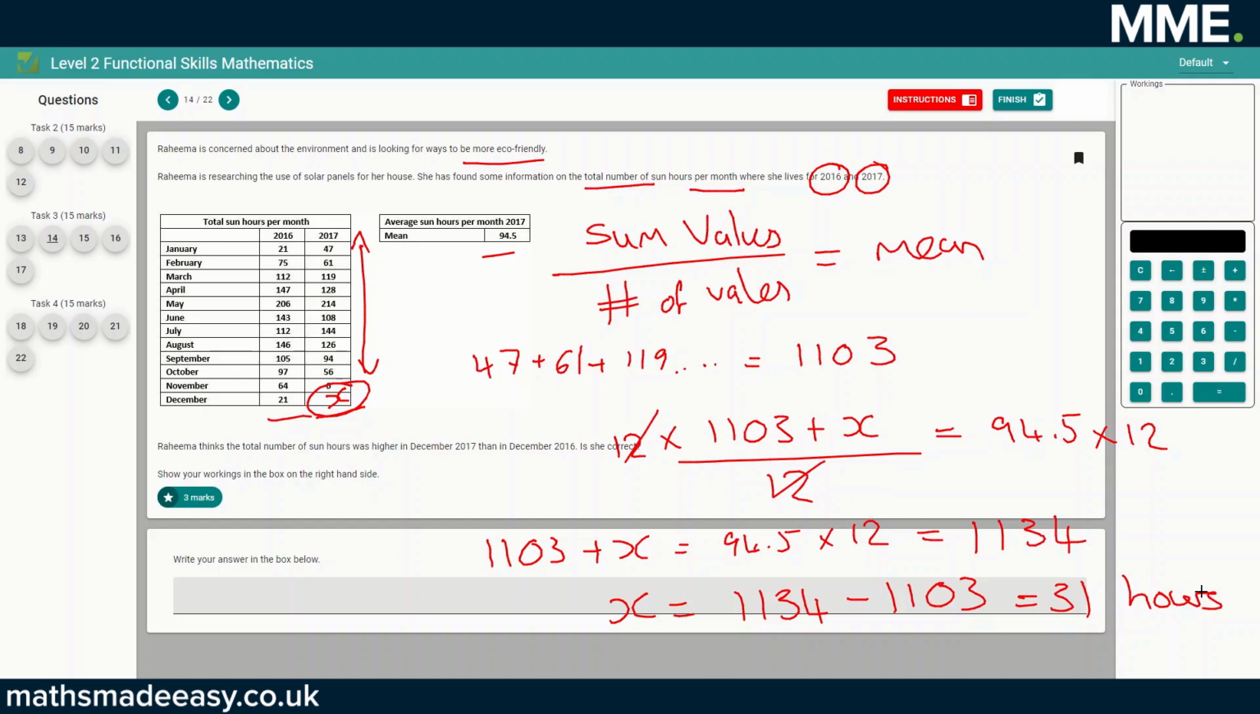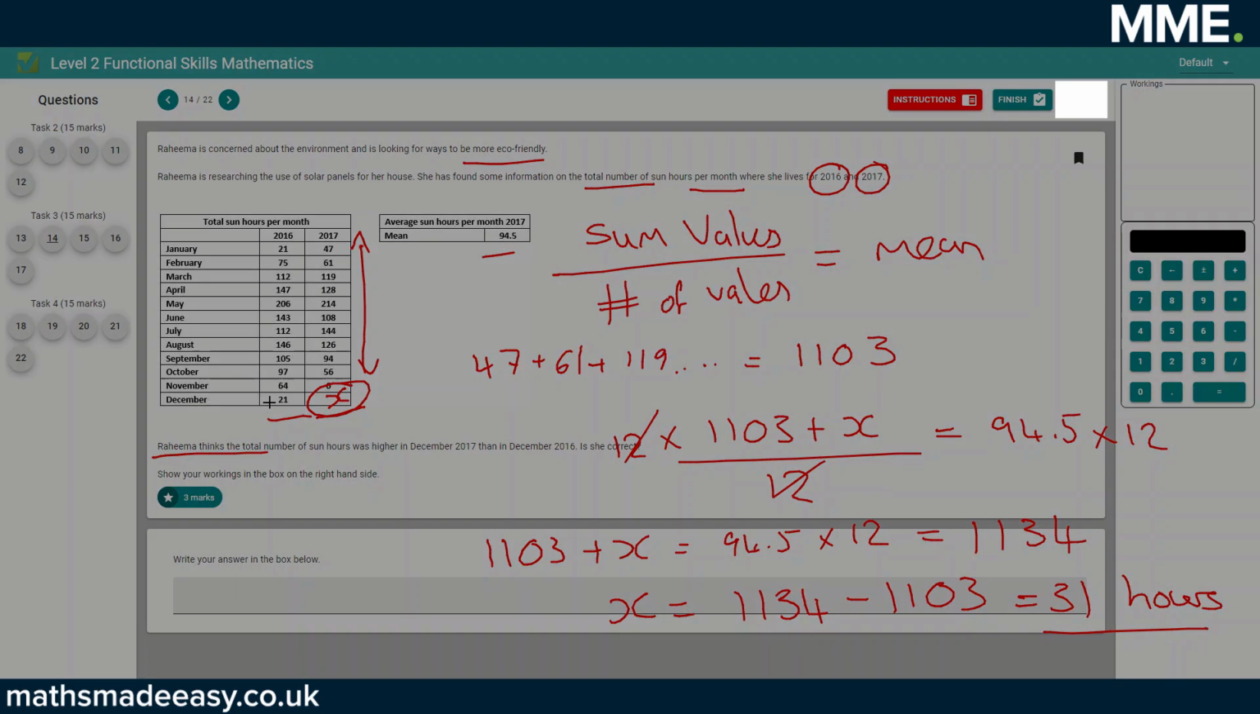So looking back at what the question's asking, Rahima thinks the total number of sun hours was higher in December 2017 than December 2016, and we've shown that she is correct, as there was 31 hours of sun in December 2017 versus 21 in 2016.